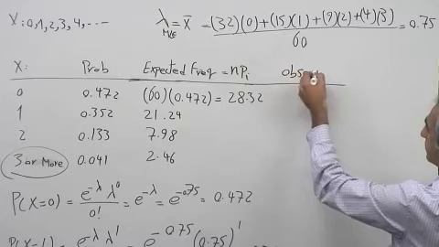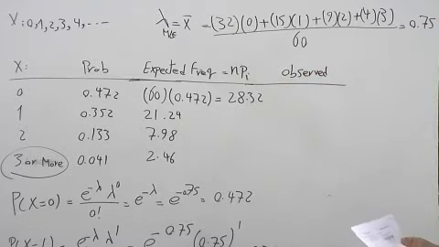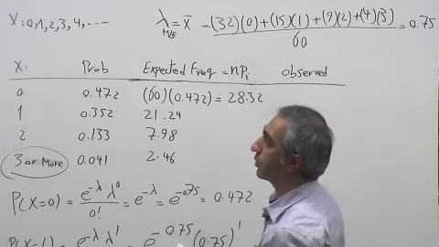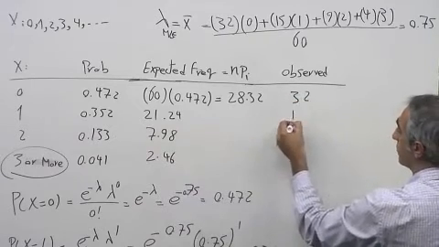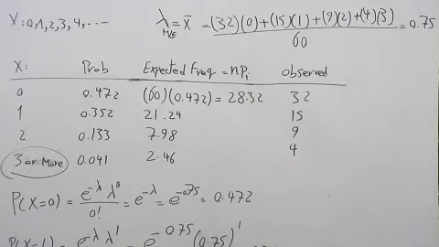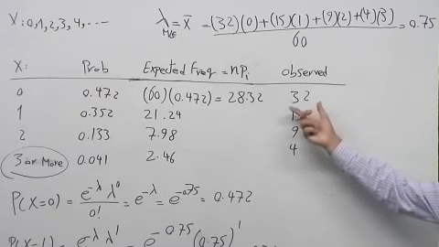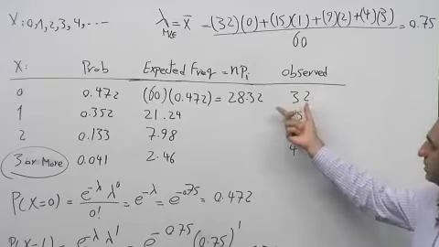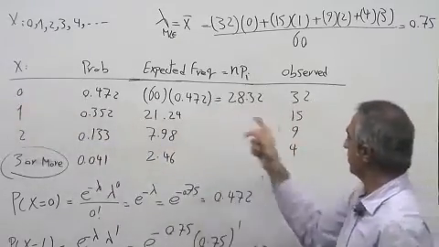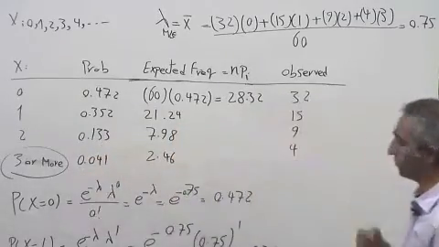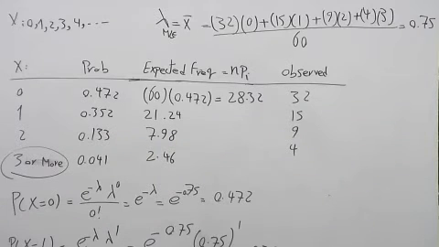Then we have observed. Observed is, oh, it's up there. 32, 15, 9, and 4. Okay, how many boards have 0 defects? It's 32. How many boards have 1? 15. How many boards have 2? 9. 3 or more? 4. Okay? Any questions?